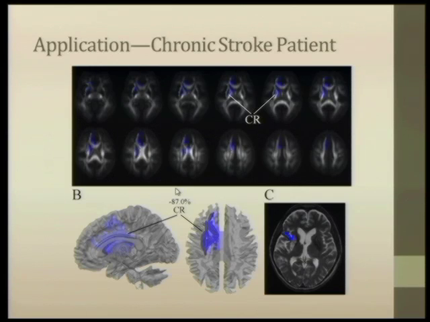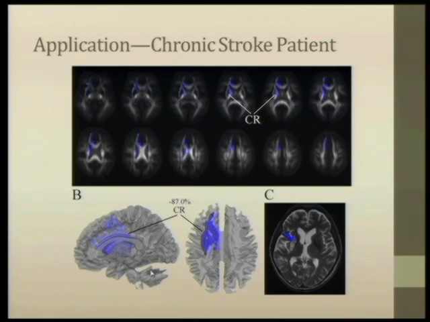So here's a case where I studied the connection change of a chronic stroke patient. The images were taken 3 months after the onset of stroke. So it is not the acute stage, but the chronic stage, and the brain structure has already been remodeled in some sense.